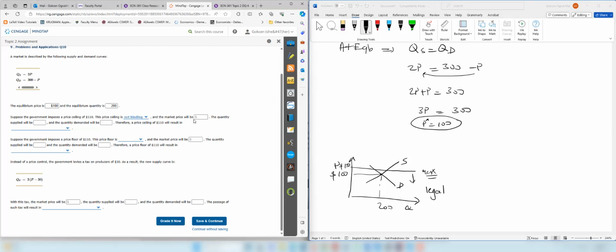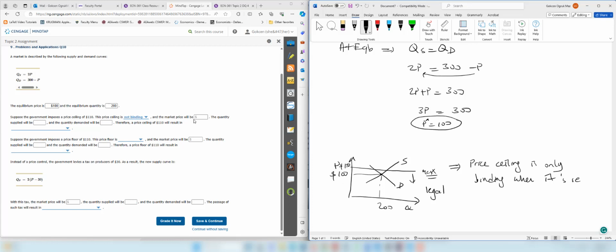Remember, since equilibrium price is a legal price, the market forces will bring the price to 100. So let's write it here. Price ceiling is only binding. That means it changes the market outcome. Is only binding when it is set below the equilibrium price.